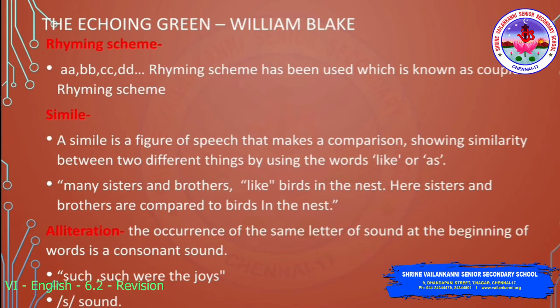Next, alliteration. The occurrence of the same letter or sound at the beginning of words, which is called a consonant sound. Such were the joys. So what is the consonant sound here? S is the consonant sound.